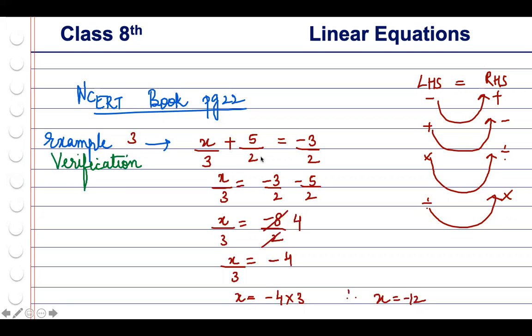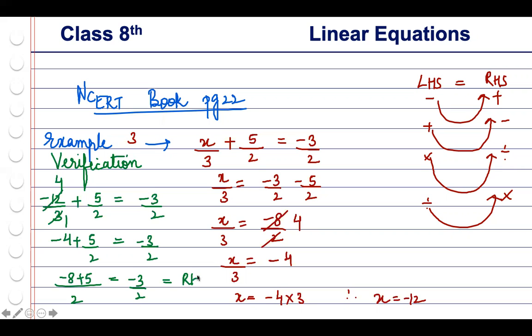Sometimes you get a question of verification. So how are you going to verify it? You're going to substitute the value of x in the expression or in the equation. So over here it would be minus 12 upon 3 plus 5 upon 2 is equal to minus 3 upon 2. So minus 12 upon 3 can be minus 4 plus 5 upon 2 is equal to minus 3 upon 2. So taking the LCM here, minus 8 plus 5, which gives you minus 3 upon 2 is equal to your right hand side. So hence this is the right solution.